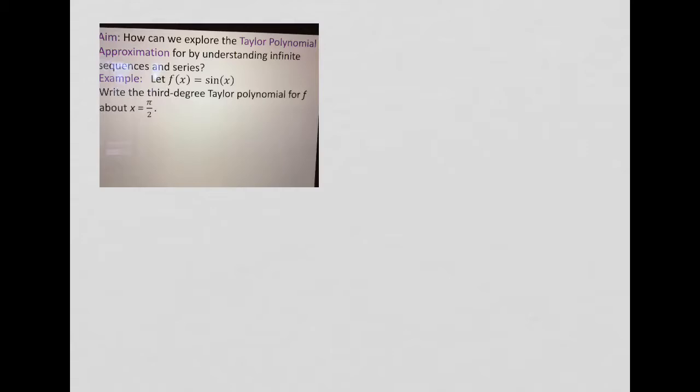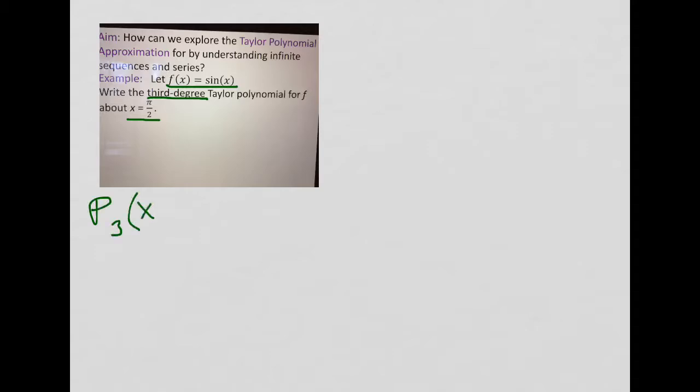Let f of x equal the sine of x. Write the third degree Taylor polynomial for f at x equals pi over 2. So once again, that's our center. They have to tell you that. The degree to which you're going to work up to, they need to tell you, so you can write out the polynomial.